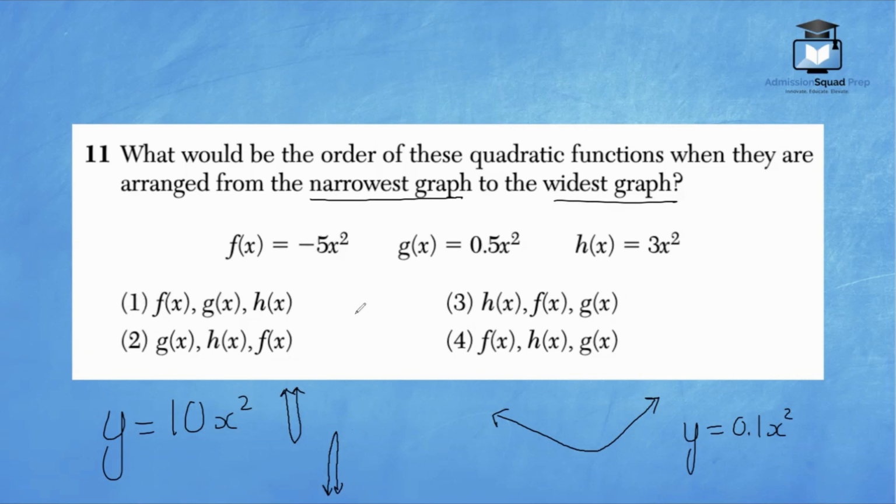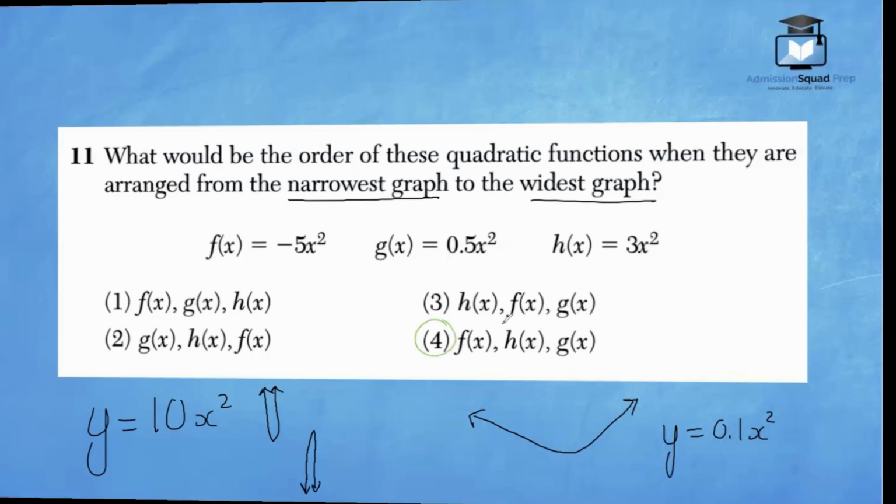So that could be answer choice 1 or 4. Then right behind that is going to be h of x. So that's going to be choice 4. And then 0.5 is going to be the widest. So that must come last. So the correct answer is choice 4.